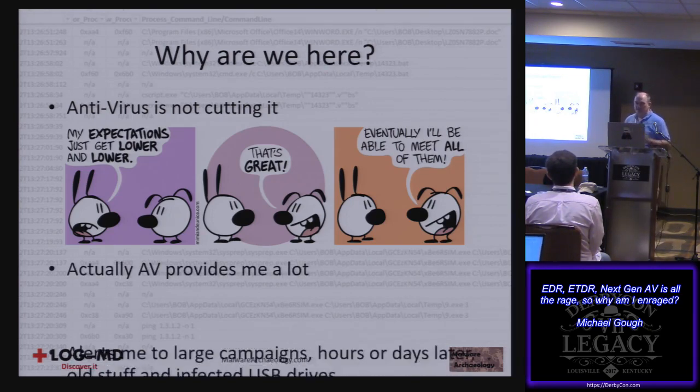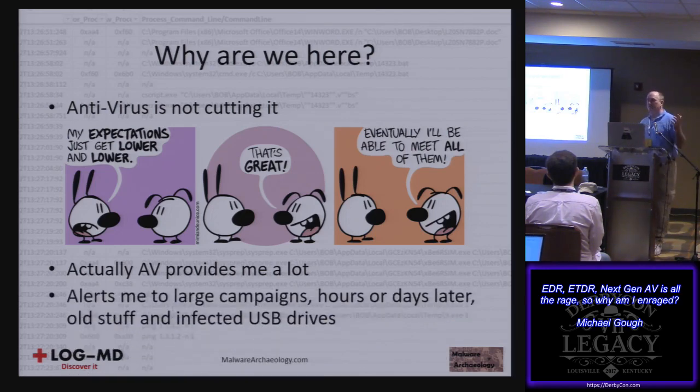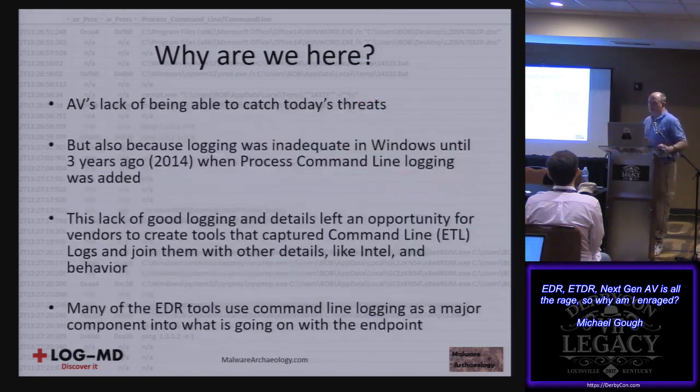So why are we here? Antivirus is not cutting it. Basically, people say, but it sucks so bad, your bar's too high. If you lower your bar, like the cartoon, AV actually does provide a lot. It provides large campaign information hours or days later. When massive email campaigns come in, for about 4 hours to a couple of days later, you'll finally get signature triggers. It's good for old stuff, and when people plug in thumb drives, it's really good to detect the use of thumb drives because there are so many thumb drives that have malware on them.